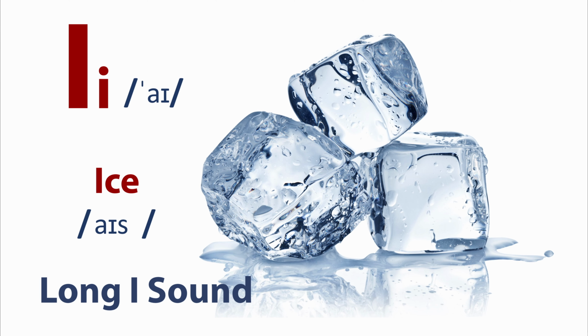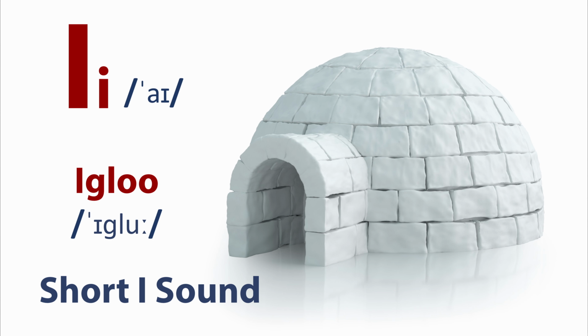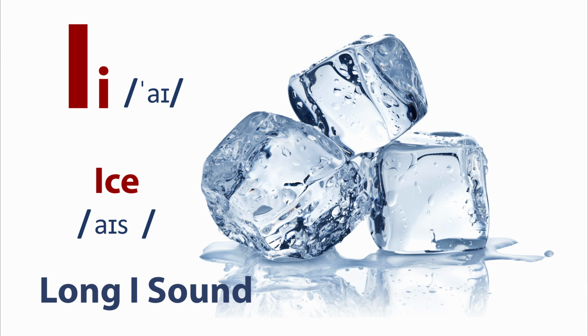I. Remember, the long sound for I is just as the sound is in the alphabet. I. Ice. Ice. That's the long sound. The short sound is as in igloo. Igloo. You could make a sentence that uses both the long and the short, right? You could say, I made my igloo out of ice, right?